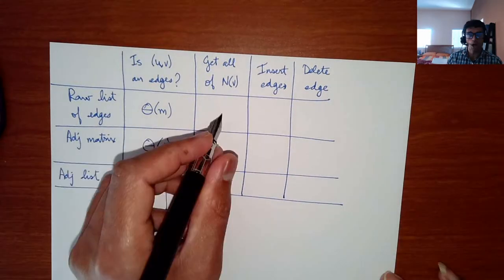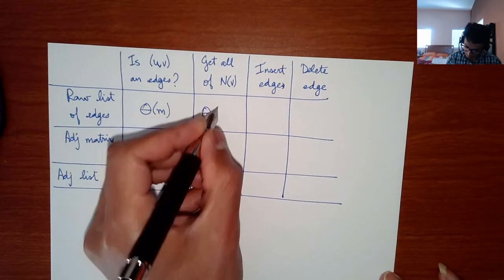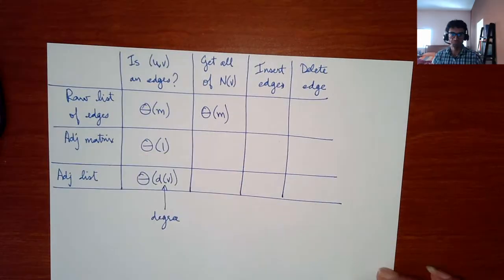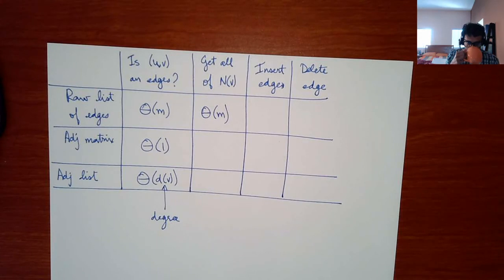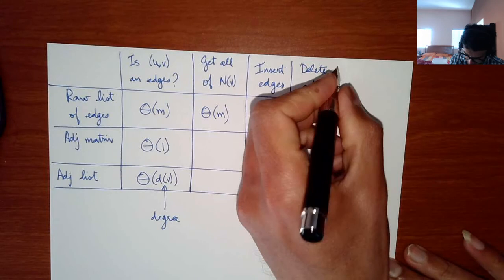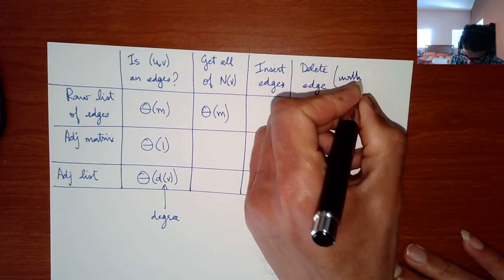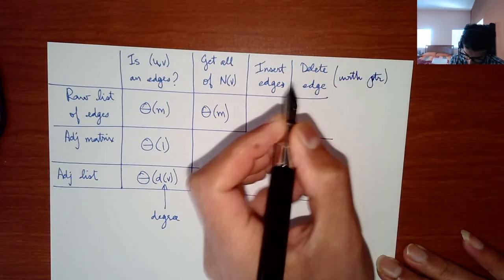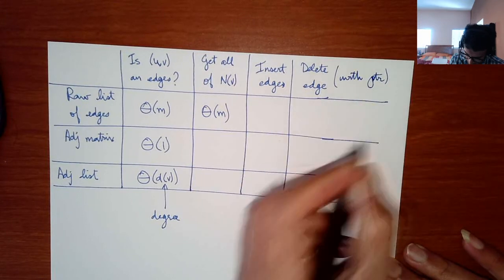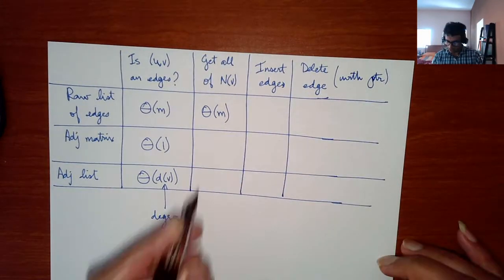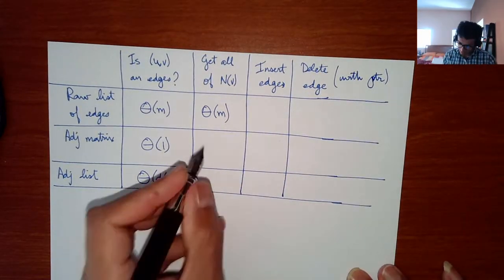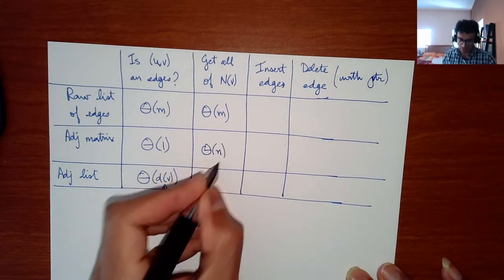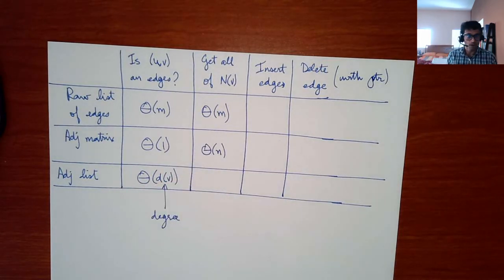To get all neighbors, again, this is theta of m, which is a hassle. And let's just say the delete edge with a pointer. To get all of NV here, this is theta of n, because you have to look up the entire row of that matrix or the column.